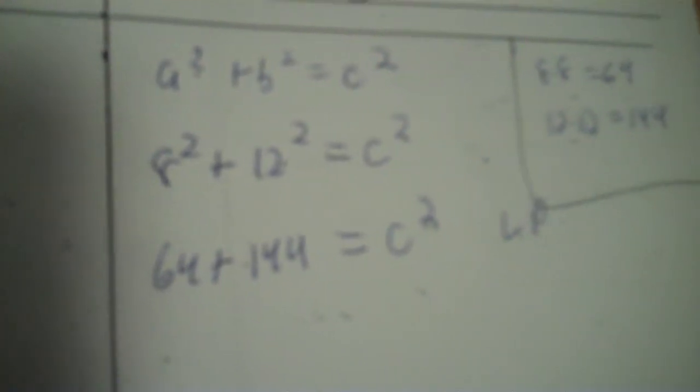Then C to the second. Now we apply linear properties. C squared's already by itself though. Okay, so we just go over here and add the terms. Those go together. And 64 plus 144, I think it's 208. Yes, it is. 208. Okay, square root. So the square root of 208, well, it's not a perfect square, so it's irrational.